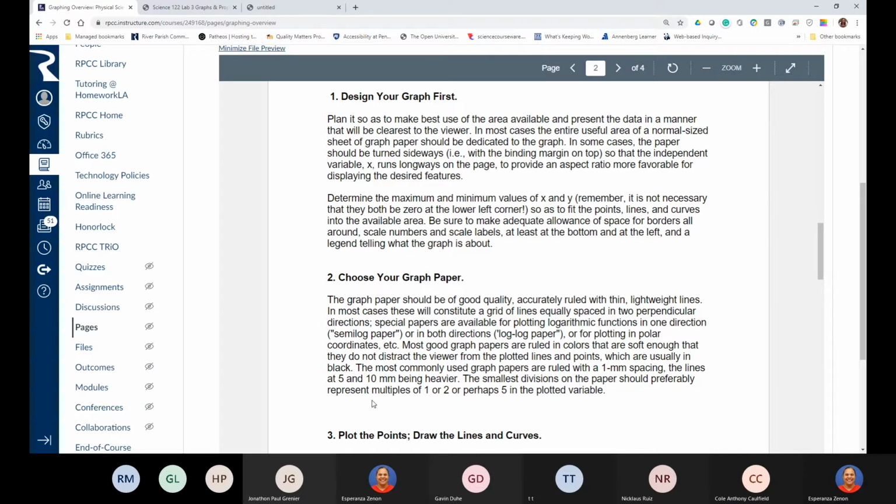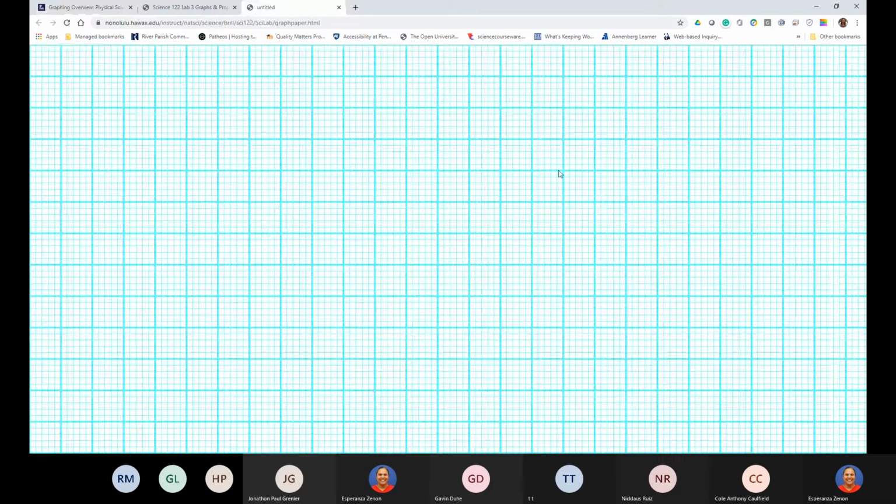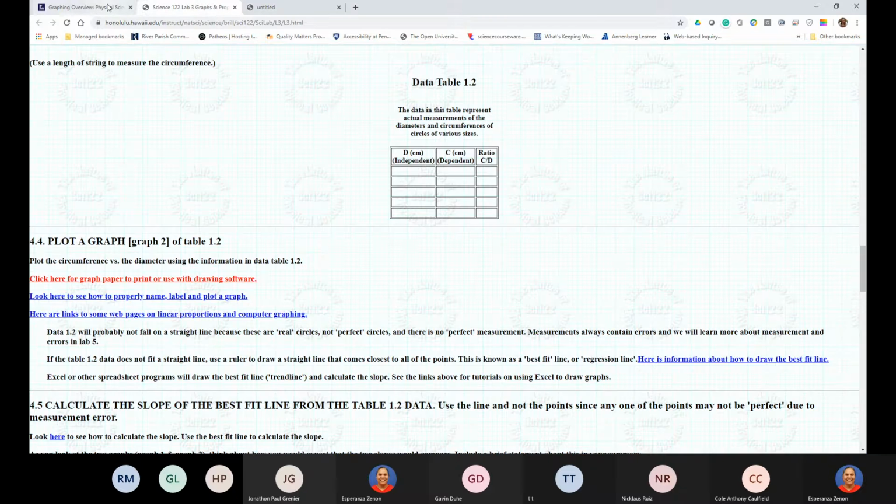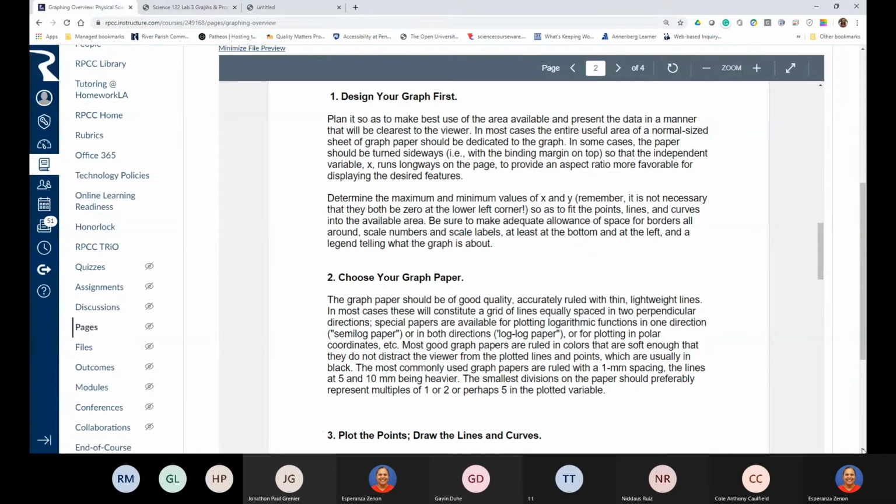So let me say this to you up front. In this class, you are not allowed to use computers to do graphs. You must do them yourself. So go buy a $1.09 pack of graph paper or print out a bunch of these free graph sheets here. And then when it's time to do your graphs, you must use the graph paper.